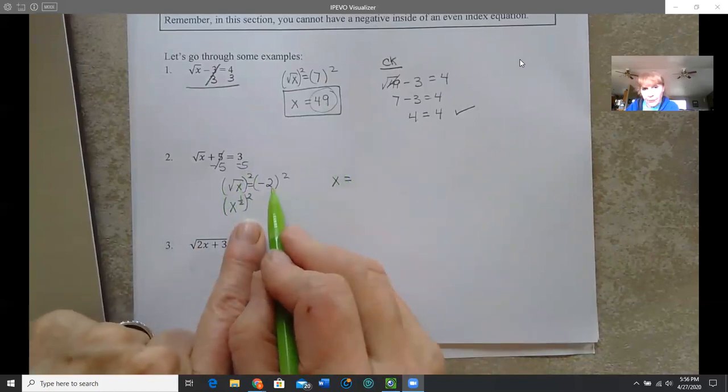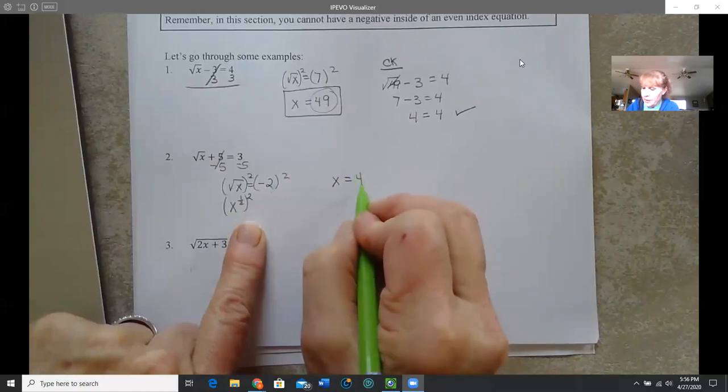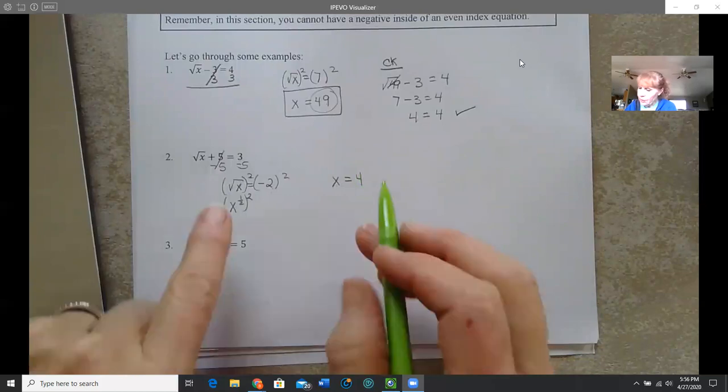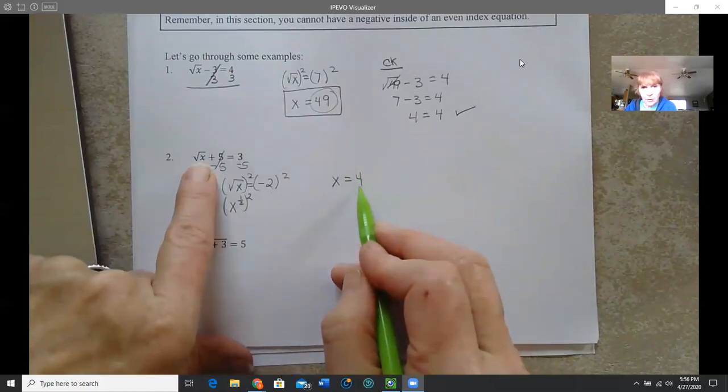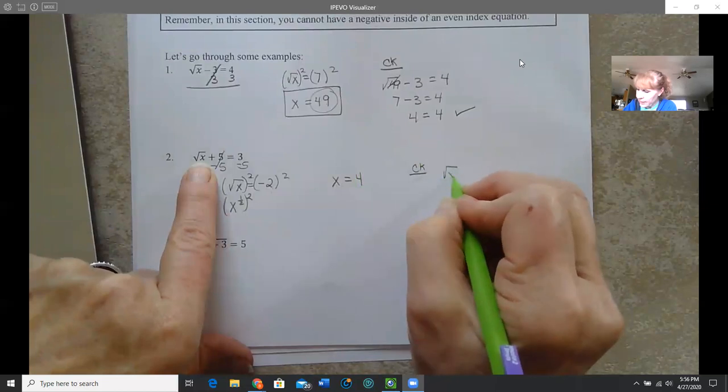Then we square the -2. -2 times the -2 is a +4. So we come up with x as being equal to a +4. Let's go back and check. So here we're going to put in our 4 for our check. I'll go ahead and copy the problem down.